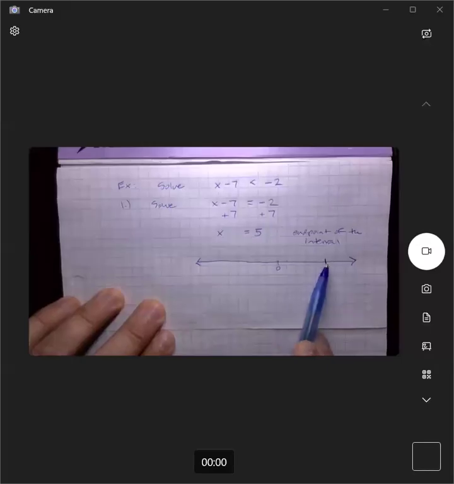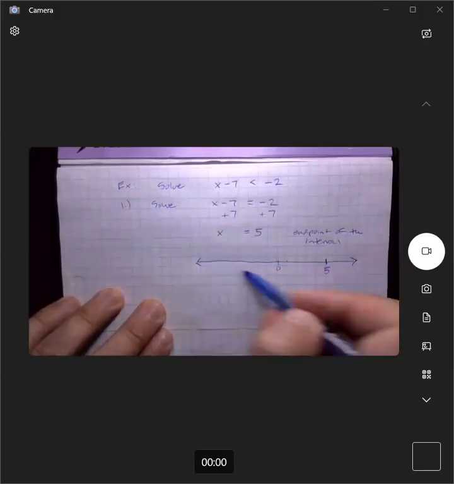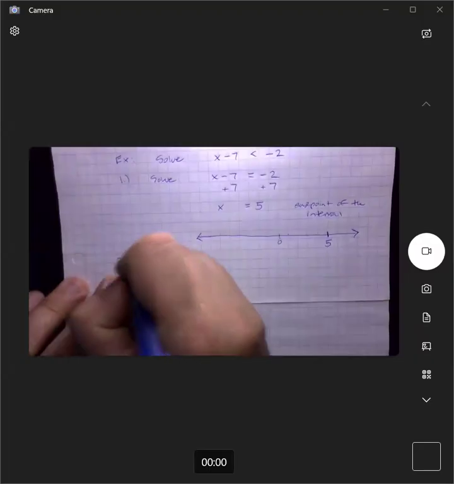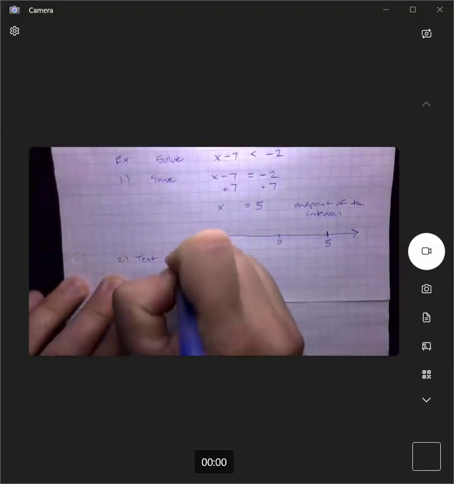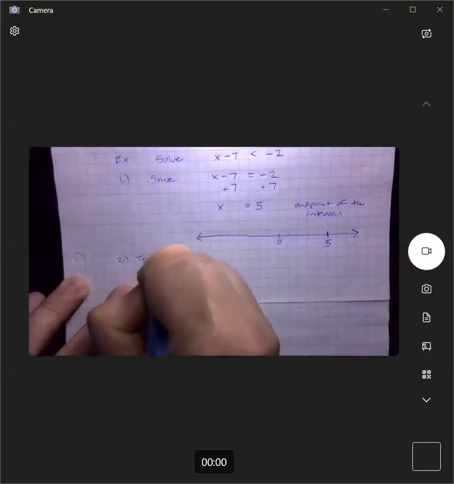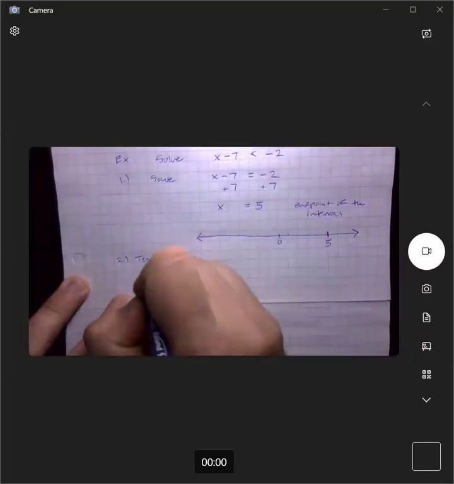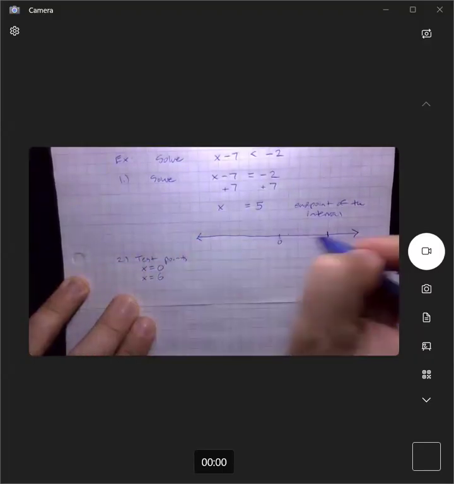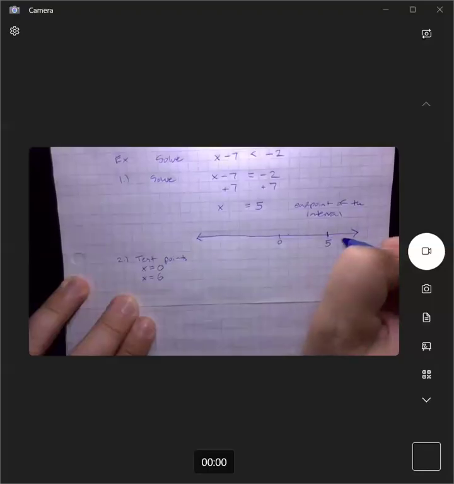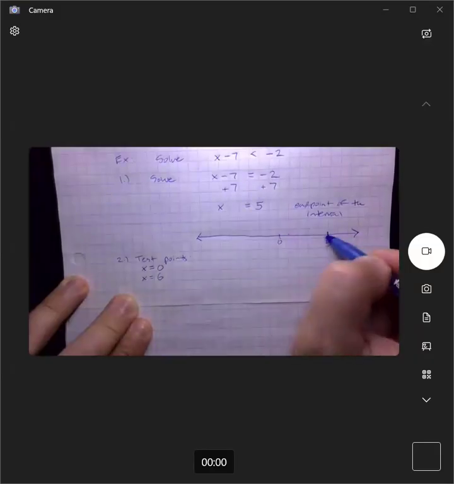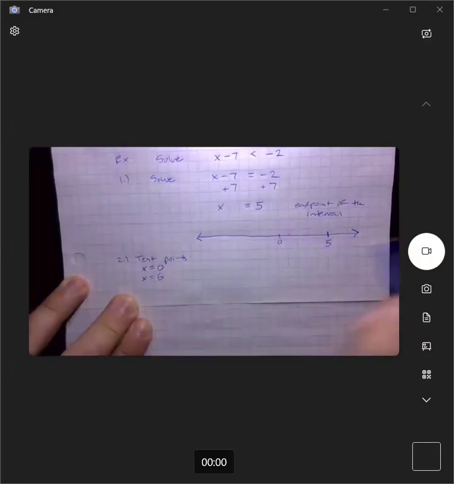Now remember, an interval starts somewhere and then it shades areas. So now I need to find out, is my solution set shaded to the left of the 5 or is it shaded to the right of the 5? And to do that, I'm going to test a point. Let's test x equals 0, because that's a really easy number to test. And how about x equals 6? Because 0 is to the left of my endpoint and 6 is to the right of my endpoint. So if this one works, then all of that works. And if this one works, then that part works there.